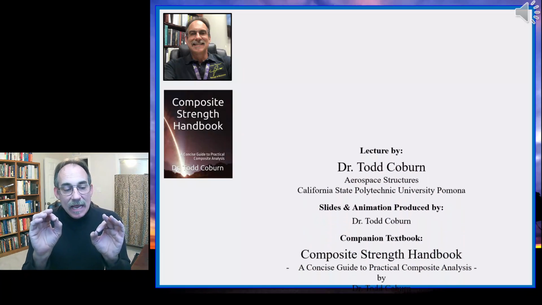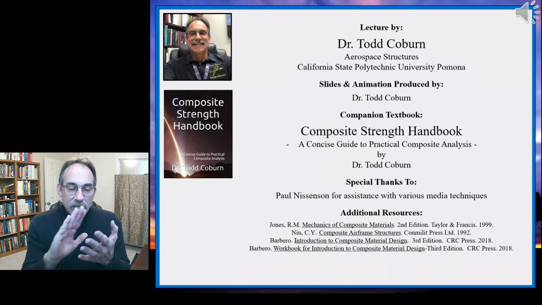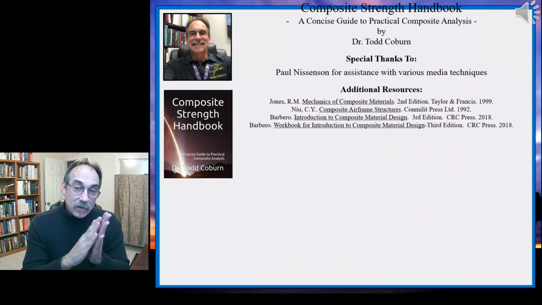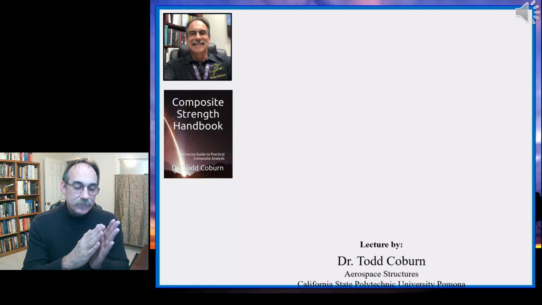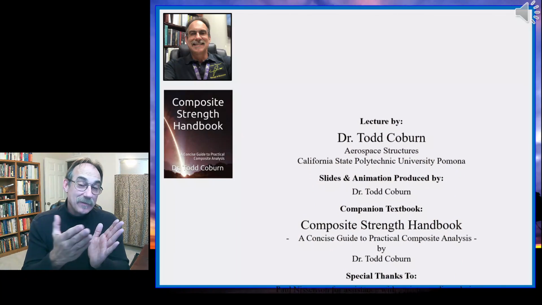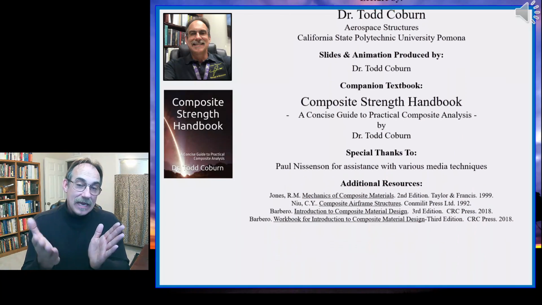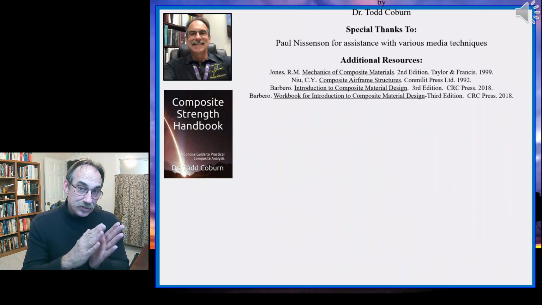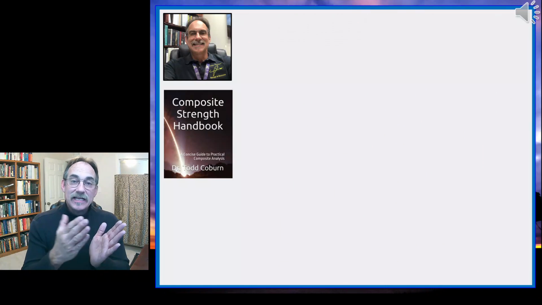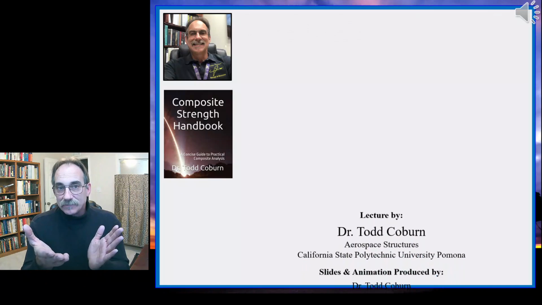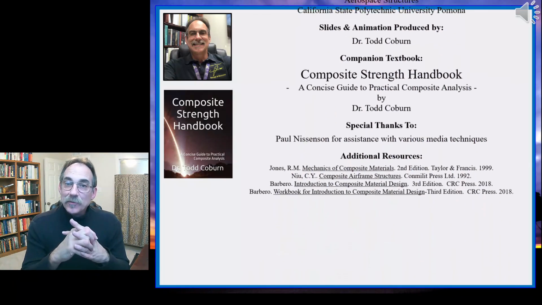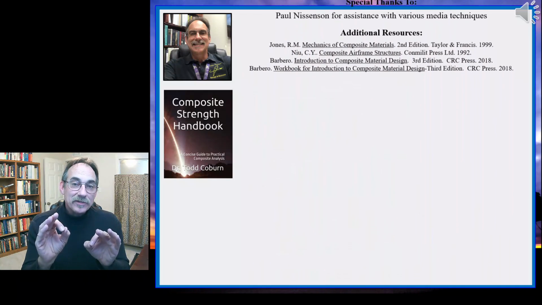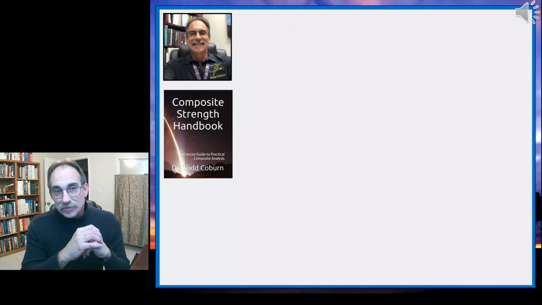We now have learned how to look at a lamina. We've learned how to use the properties of the constituents to estimate the lamina properties, and how to use the strengths of the constituents to estimate the lamina strengths. Stay tuned. We're coming closer to the real meat and potatoes for composite structural analysis.